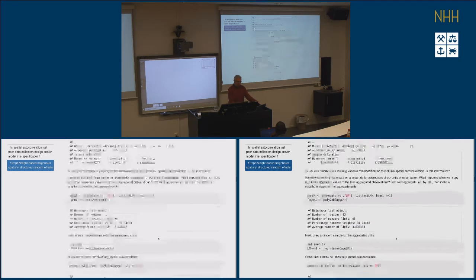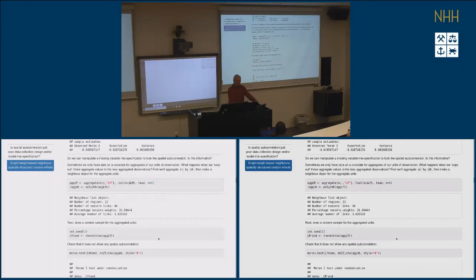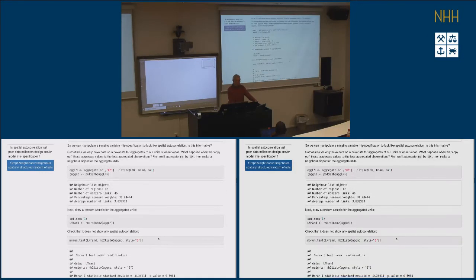Okay. So we can manipulate missing variable misspecification to look like spatial autocorrelation. One of the very few references, apart from my references to Dan McMillan's 2003 paper, is in Schabenberger and Gotway's textbook on spatial statistics, where they say that Dan McMillan may be the only person who's ever understood spatial autocorrelation properly in relation to Moran's I. I think maybe that's a little severe, and certainly I get on very well with Carol Gotway.